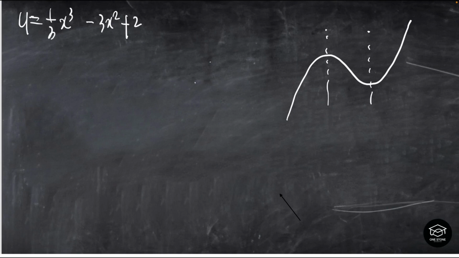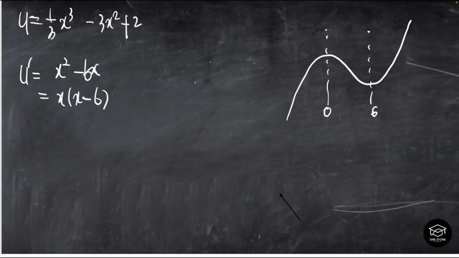To answer this, we differentiate. The derivative of y is x squared minus 6x, which factors as x times the quantity x minus 6. This means the critical points are at x equals 0 and x equals 6.